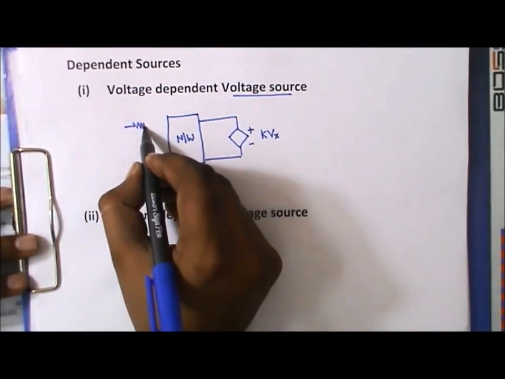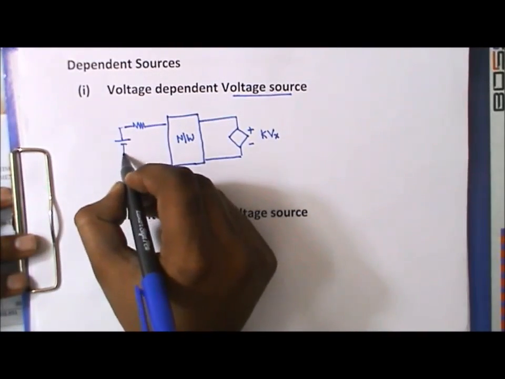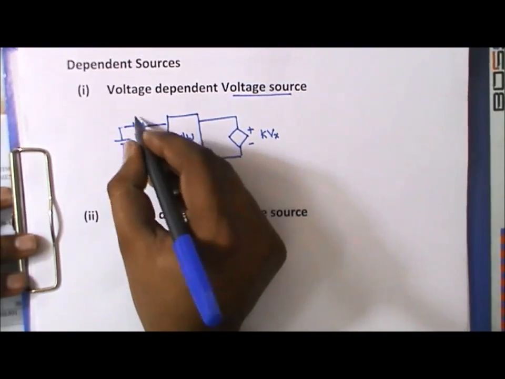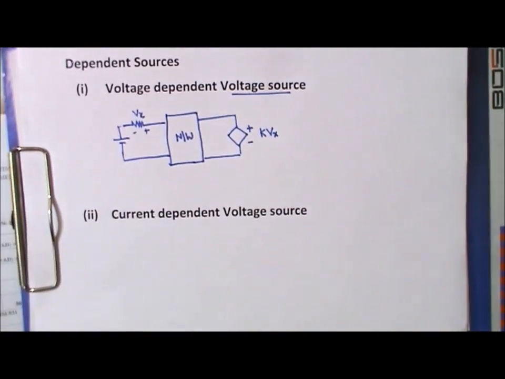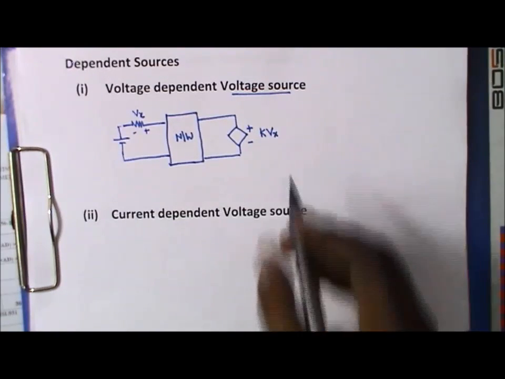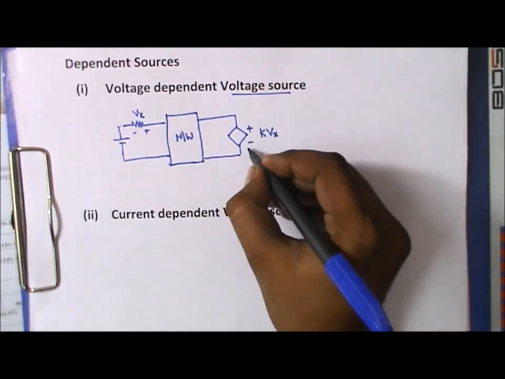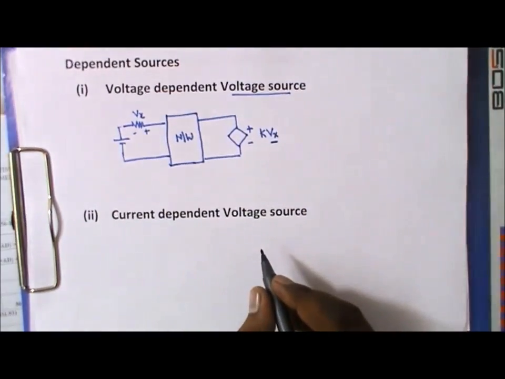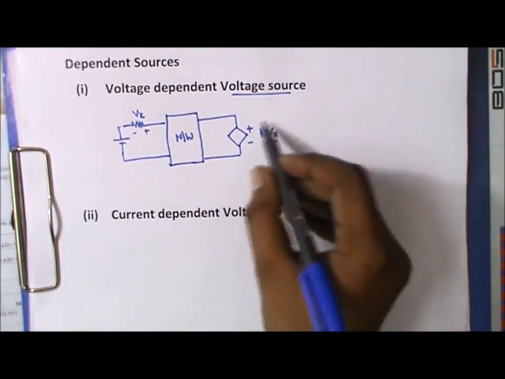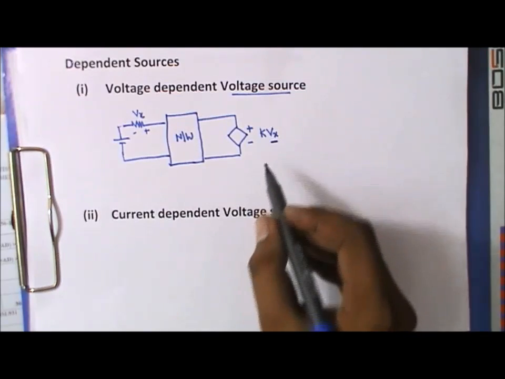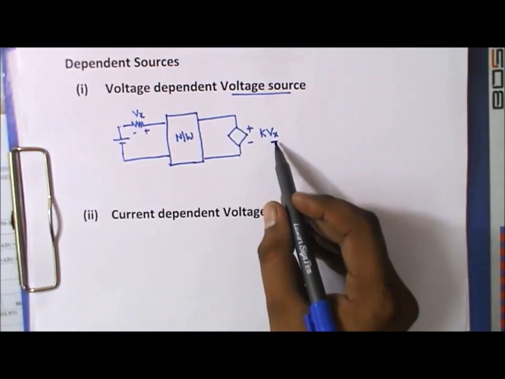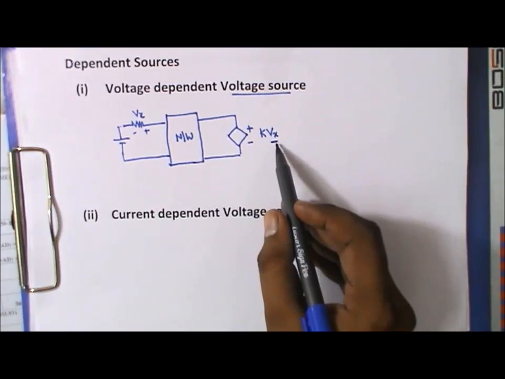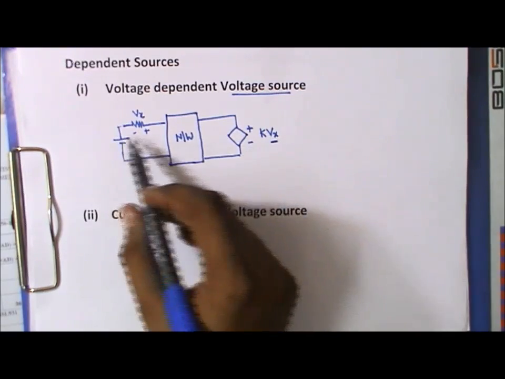This is a resistance, and this is a battery-like fashion, and this plus minus we are calling Vx. So what is the indication of this Vx? It indicates that this voltage source, because plus minus is shown here, depends upon a voltage. This voltage can be anywhere in the circuit, but the magnitude of this voltage source totally depends upon the magnitude of the voltage on which it depends. It depends upon Vx, and Vx is anywhere in the circuit.